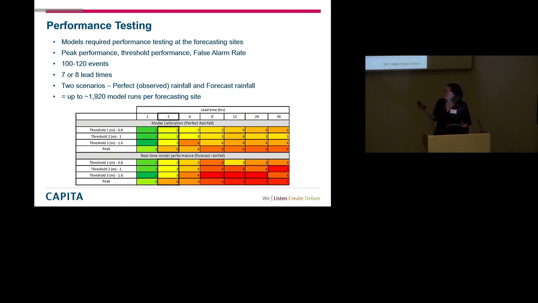So basically, if you've got a score of 1 and green, then you've got a very good model performance. If you're red and 5, then you're very poor. So you'll see that the performance is worsening the further out you go with the lead times. But also, running it with the perfect rainfall and with the forecast rainfall can identify where the errors might be. So if you've got really good model performance with perfect rainfall but poor performance with forecast rainfall, then you know that the error with the model is likely to be with the rainfall input data.